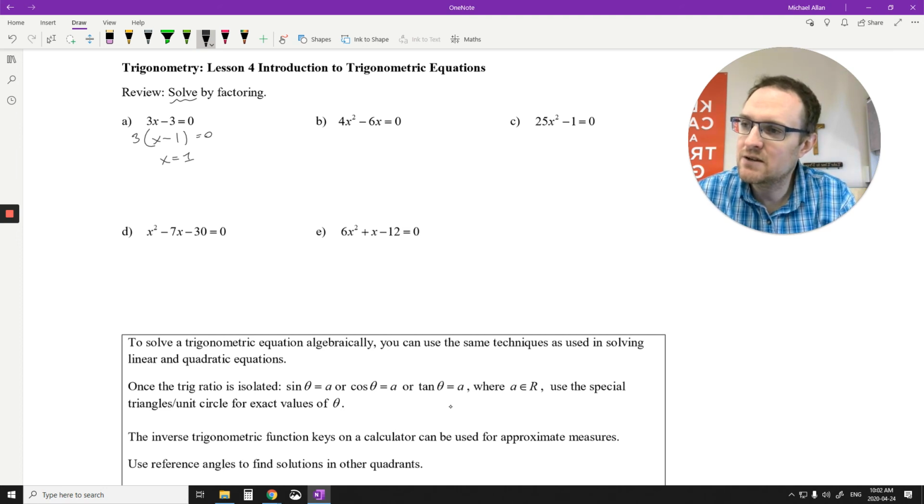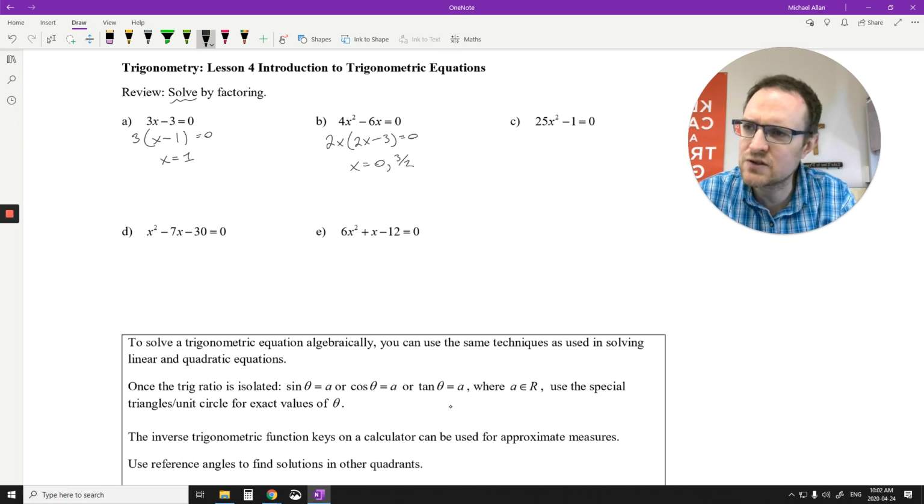The next one here, you're going to factor out an x as well. So I'm going to factor out a 2 and an x. Now that's behind 2x minus 3. And then you look at that and say, oh, x could be 0 or 3 over 2 to make this thing equal to 0. Right? Just solving quadratics, that's what we usually do.